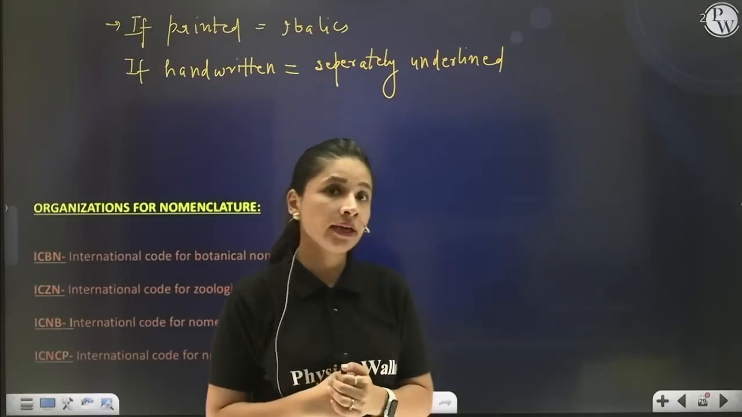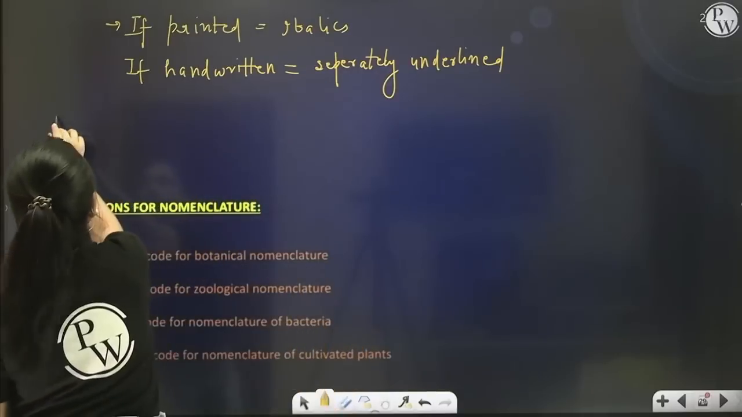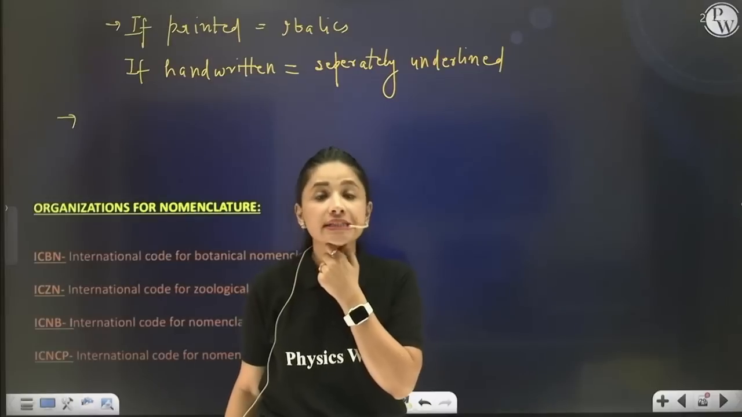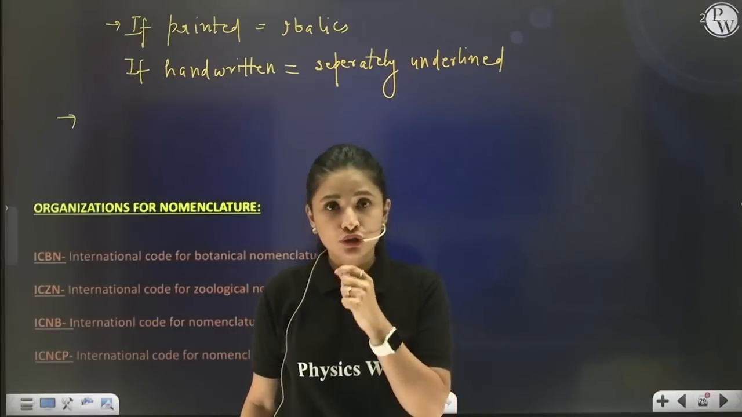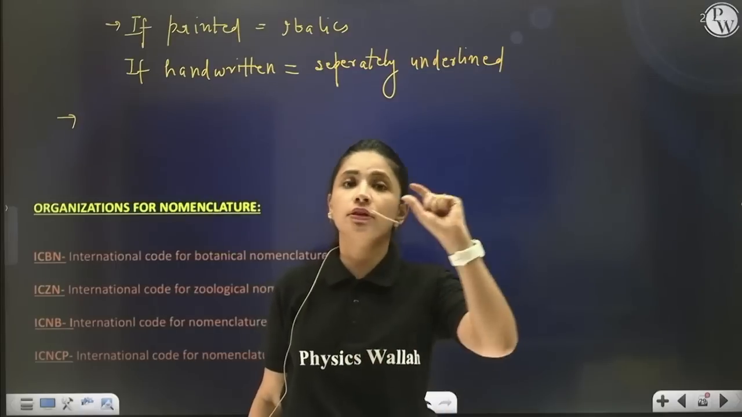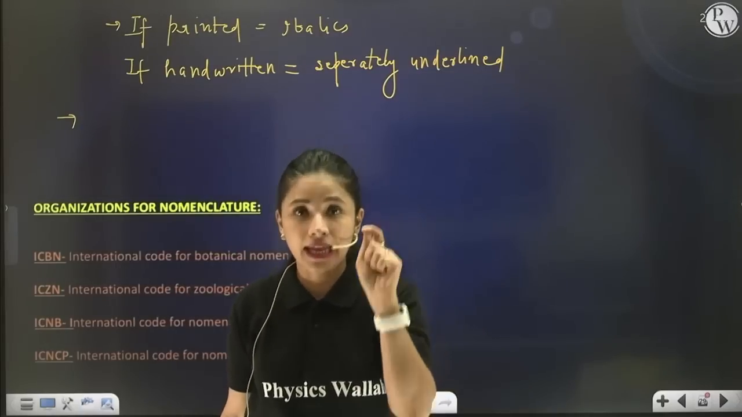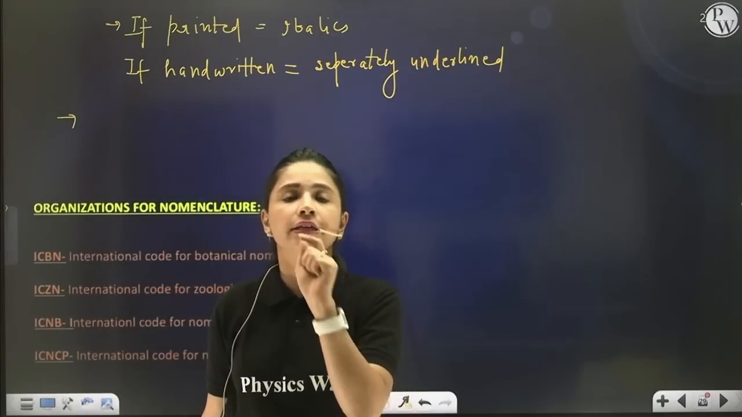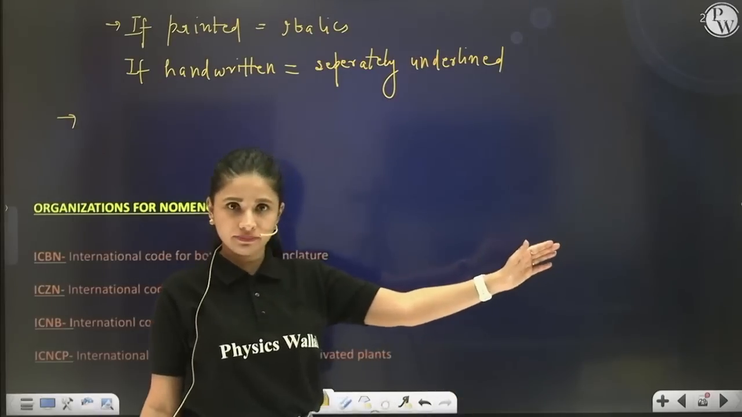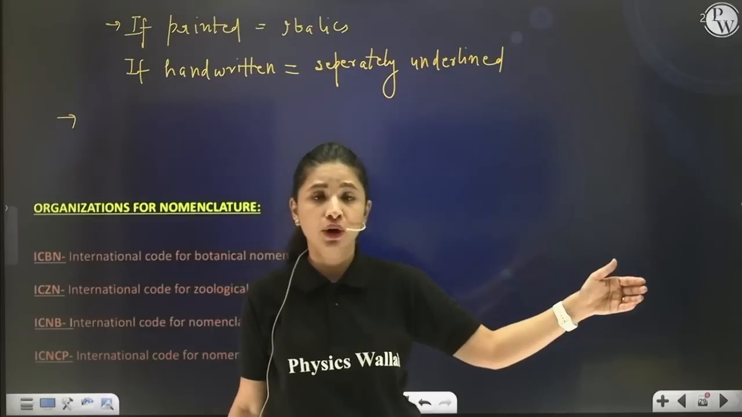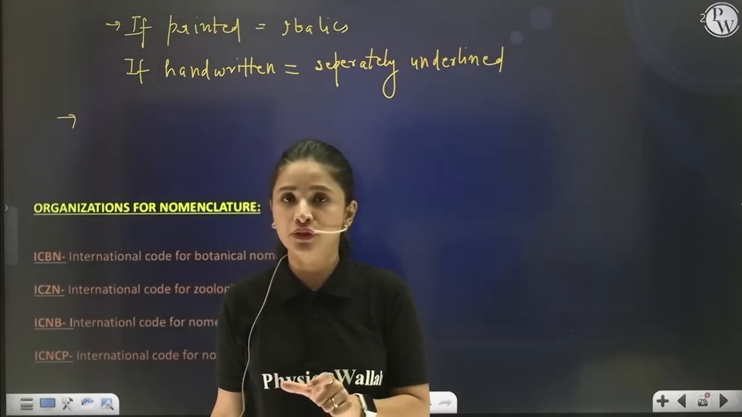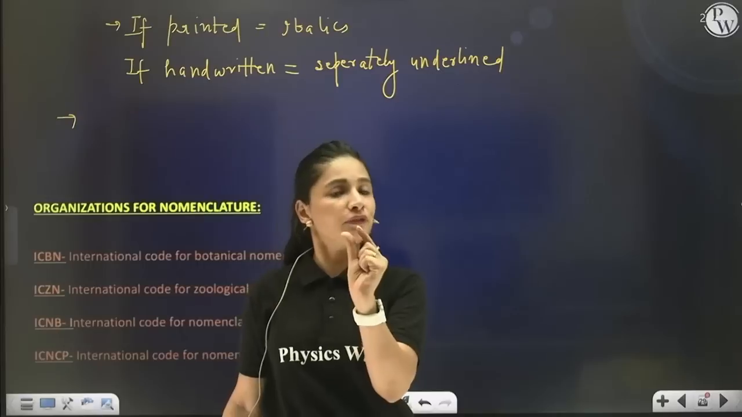One more thing he mentioned: suppose you want to mention the name of the author who discovered that organism. The name of the author can also be mentioned after the specific epithet, but that name should be written in an abbreviated manner. Like for example, Mangifera indica. Mangifera indica, bachcho, was discovered by Linnaeus himself. So you can mention the name of the author, however in abbreviated form.